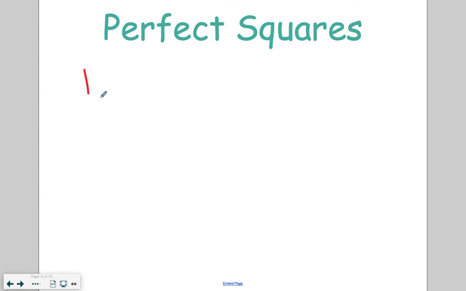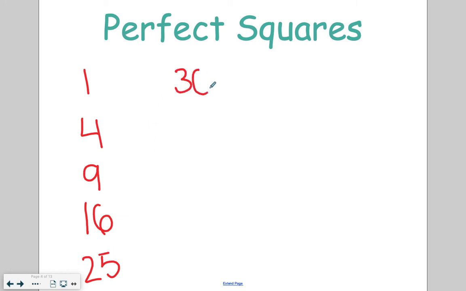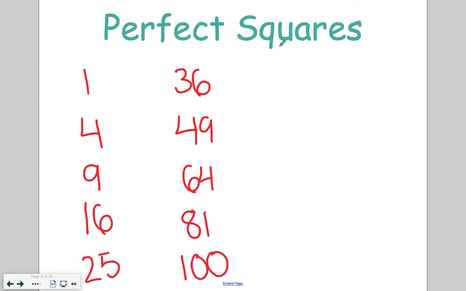The first perfect square is 1, 1 times 1. The next perfect square is 4, 2 times 2. Next perfect square is 9, 3 times 3. 4 times 4 is 16. 5 times 5 is 25. 6 times 6 is 36. 7 times 7 is 49. 8 times 8 is 64. 9 times 9 is 81. 10 times 10 is 100.